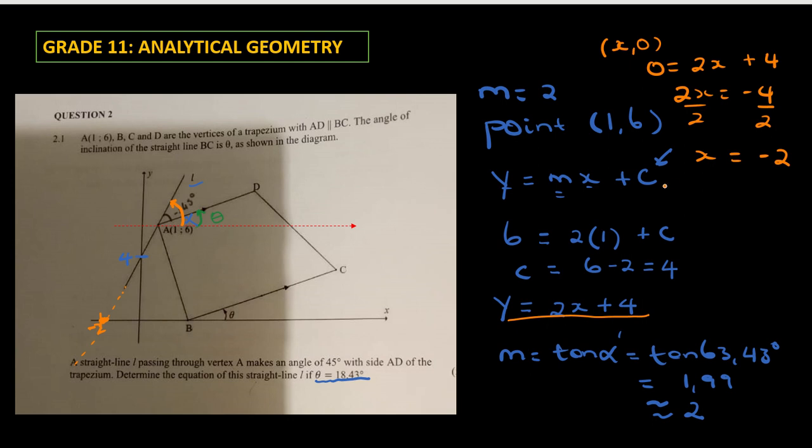That wasn't part of the question, but just an additional piece of information.